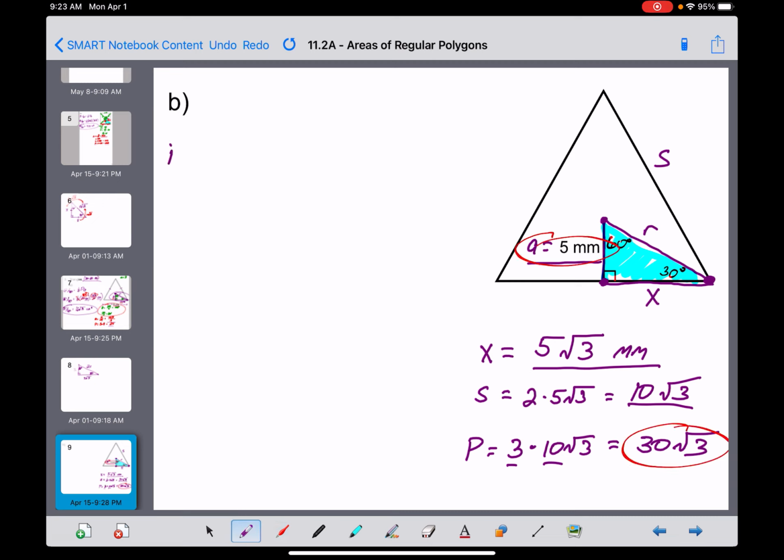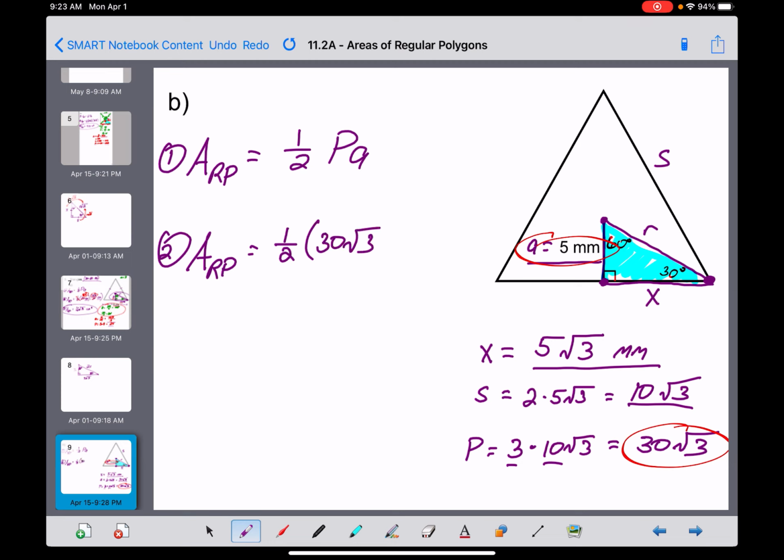We're ready to go to the actual formula here, guys. Area of a regular polygon is 1/2 times perimeter times apothem. Let's fill in what we know. Area is 1/2 times the perimeter we just found, which was 30 root 3. Looks like we're dealing with millimeters here, a small little triangle. And then the apothem, which we need right here, was given to us as 5 millimeters.